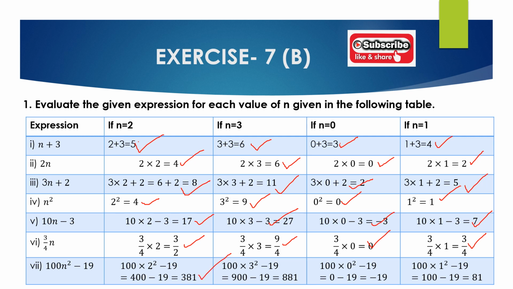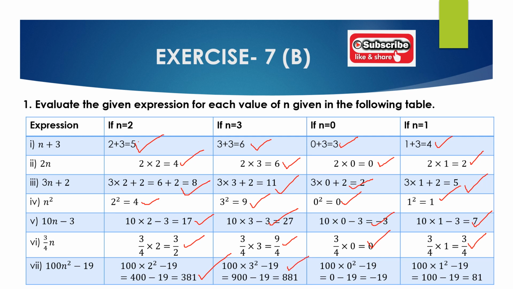When n equal to 3, value of the expression is 100n squared, 100 multiplied with 3 squared minus 19. 3 squared is 9, 9 multiplied with 100 is 900, 900 minus 19 is 881.